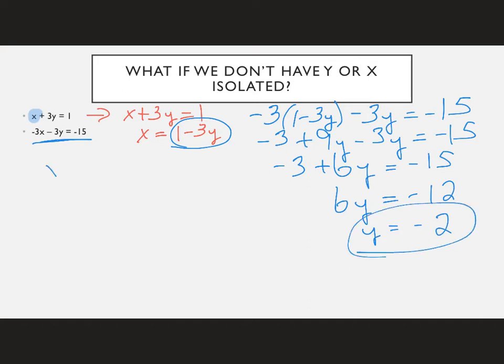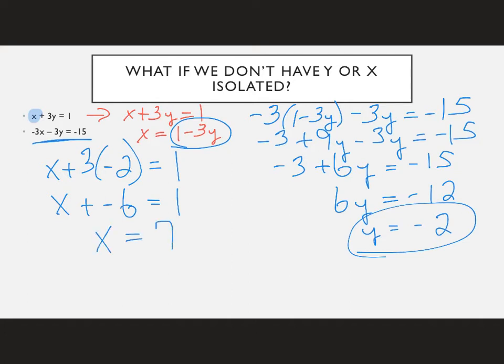Go back up here, I have x plus 3 times y, which I said was -2, equals 1. x plus -6 equals 1. Okay, add 6 to both sides, so x equals 7. So my ordered pair here is 7, -2, because no matter what order I find them in, I have to list x, then y.